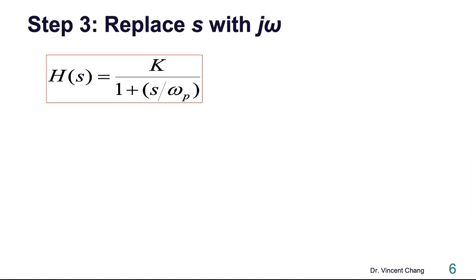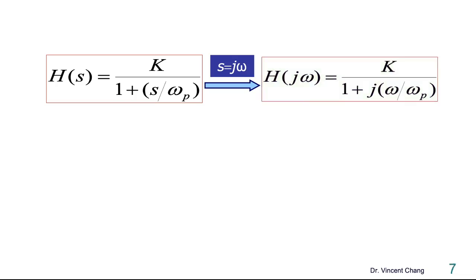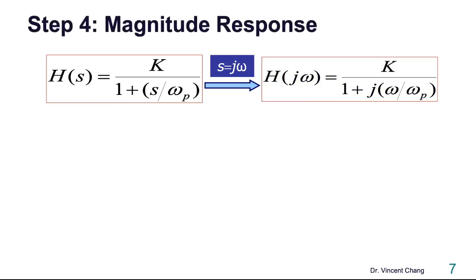Remember the big picture of the S-domain analysis. The next step is to replace the complex frequency S with j omega. Omega represents a physical frequency. So look at the denominator. S is now replaced by j omega, so it becomes the complex transfer function.